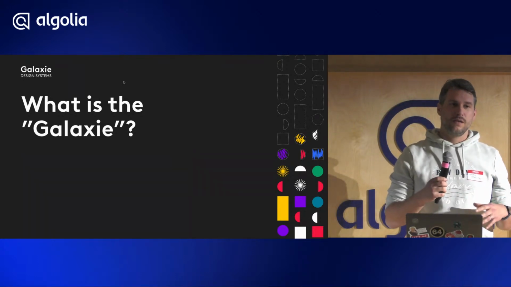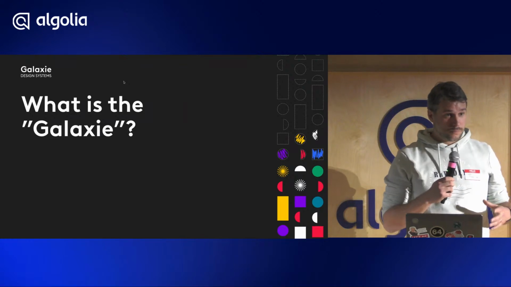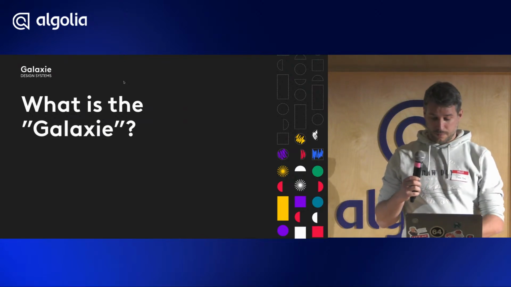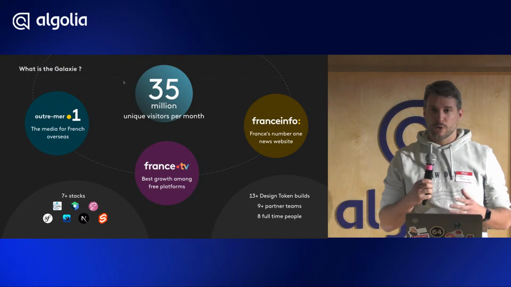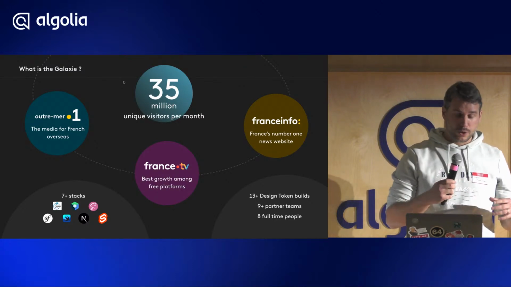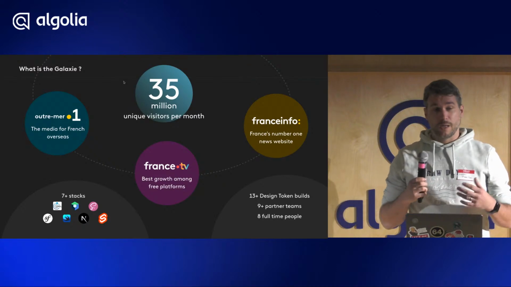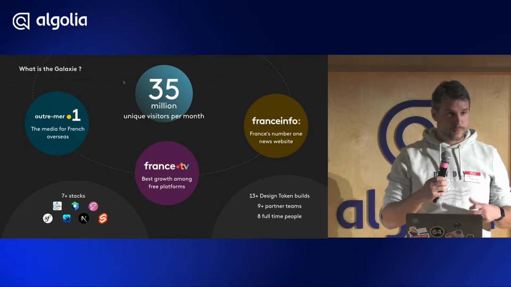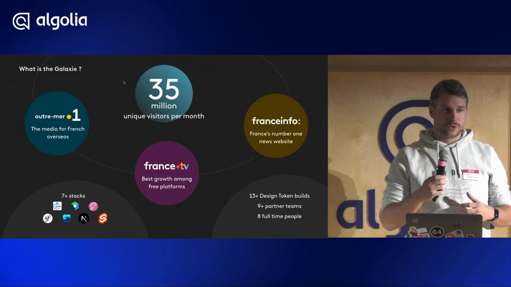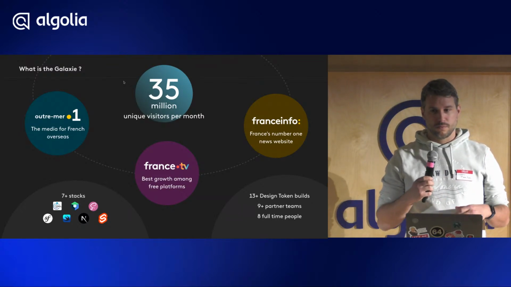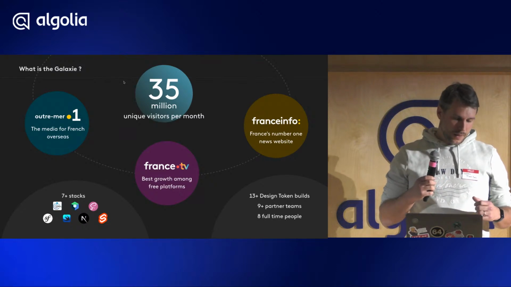What's the Galaxy in our context? It's our design system. It's named Galaxy, and it's composed of 3 main products. Outremer, which is the main media for French overseas territories, France Info, which is the first news website in France, and of course France TV, which streams live TV and TV shows and movies.